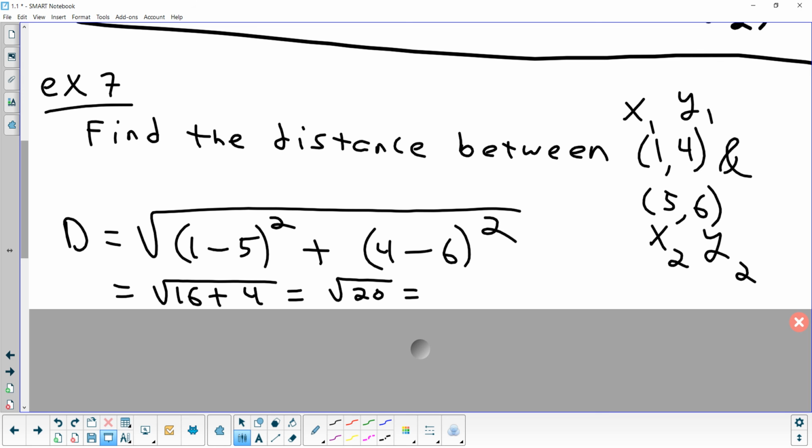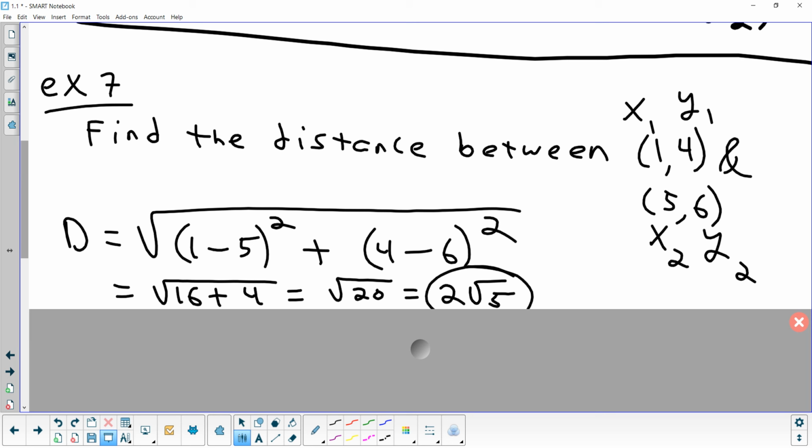But what does the square root of 20 simplify to? What does that reduce to? I don't know how to word it, but it's the 2 and then the square root of 5. Yes, 2 square roots of 5.